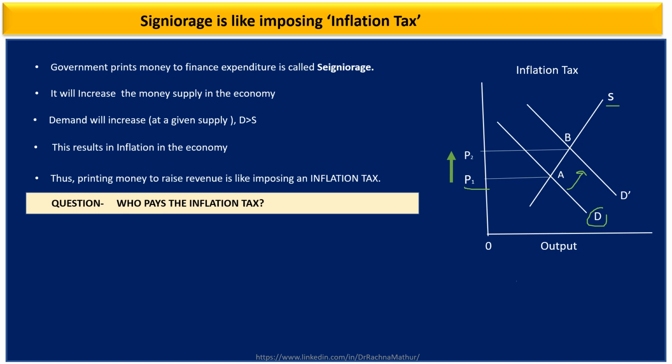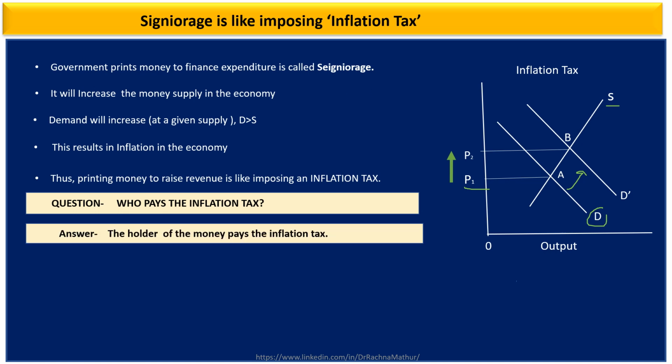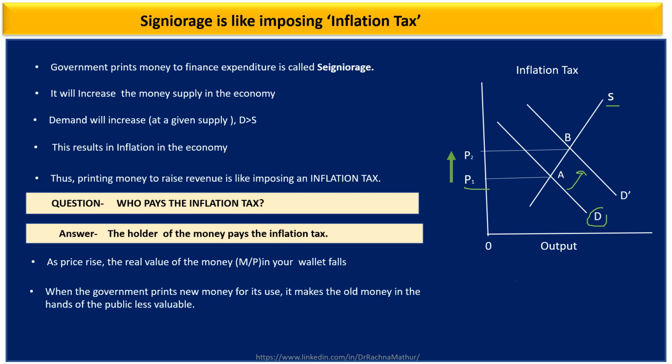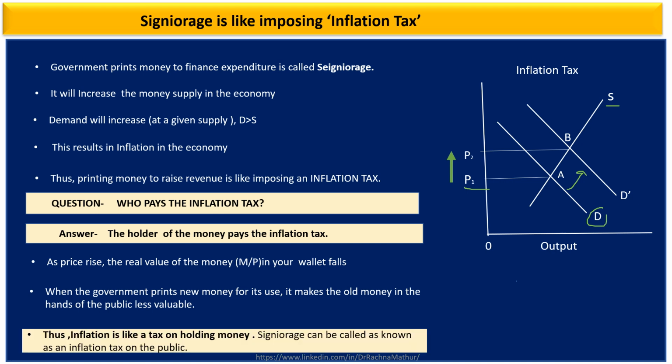Now the question is, who pays the inflation tax? The answer is the holder of the money pays the inflation tax. As the price rises, the real value of money in your wallet falls. When the government prints new money for its use, it makes the old money in the hands of the public less valuable because the purchasing power decreases with the rise in price. As a result, inflation is like a tax on holding money.